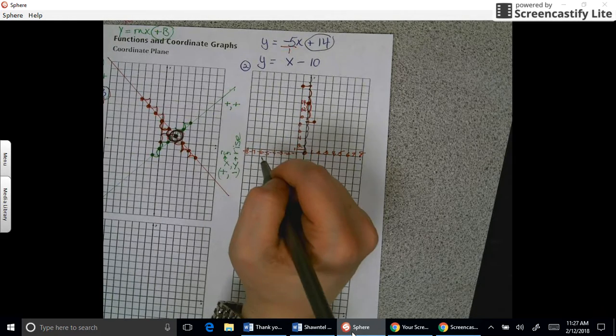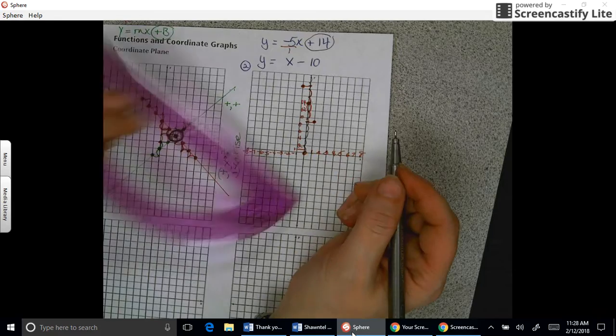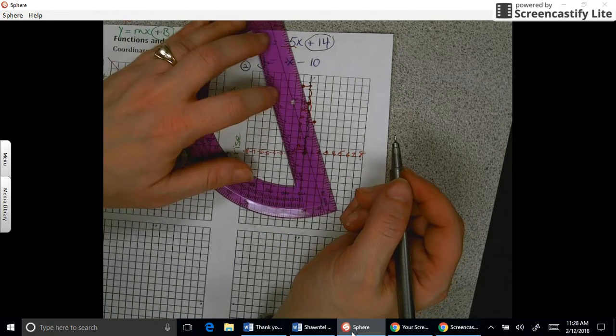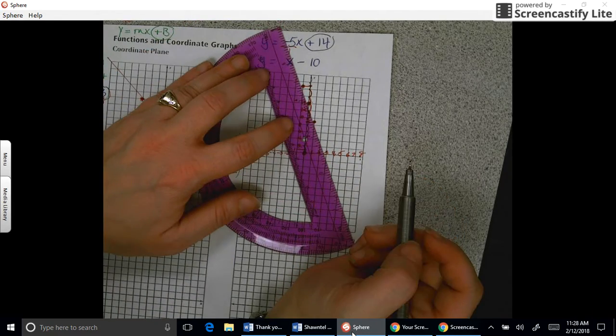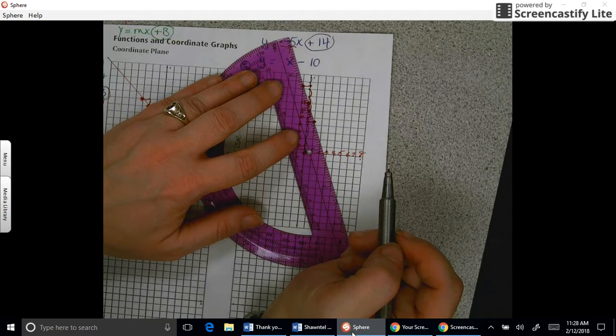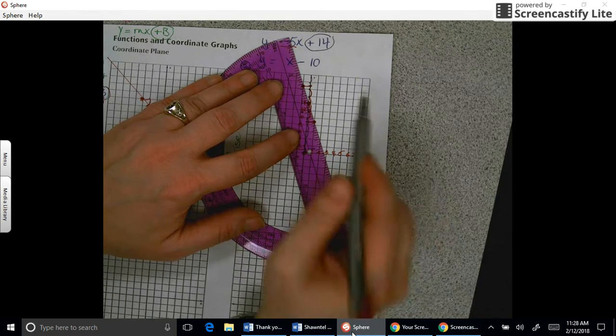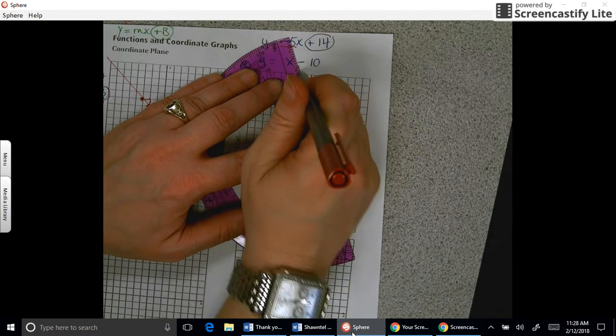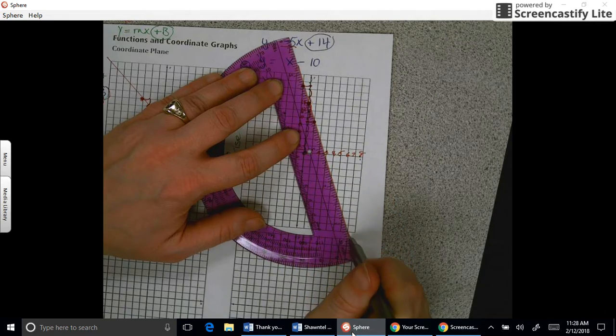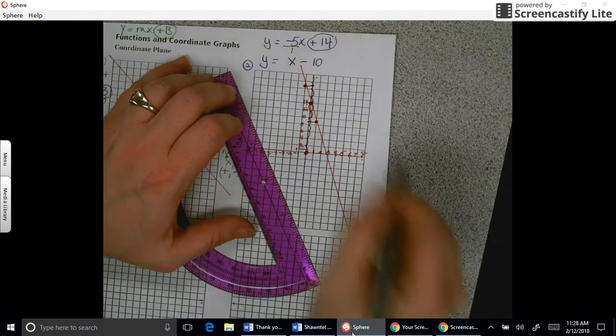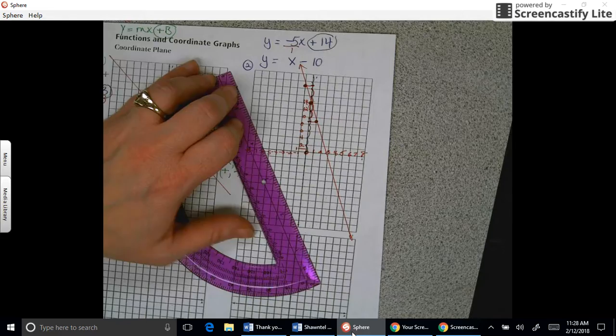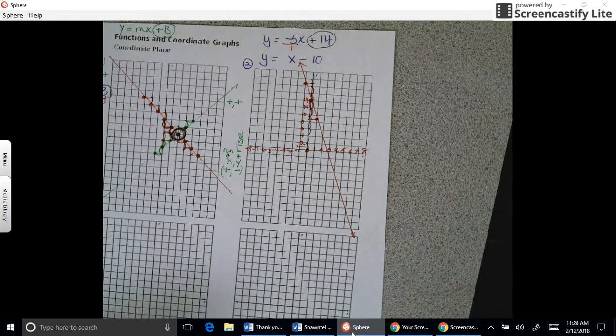Yes, Julia? Yep, go ahead. So now I'm just going to take something straight and I'm going to extend my line all the way across my graph, which gives me right here. I put my little arrows to show that my line goes on forever. So now let's go to the second equation that we're going to graph.